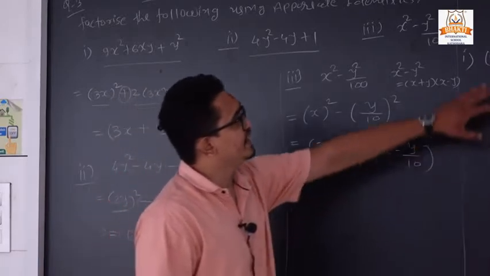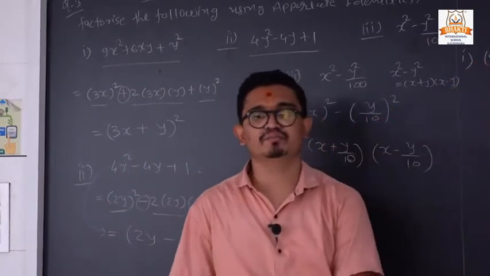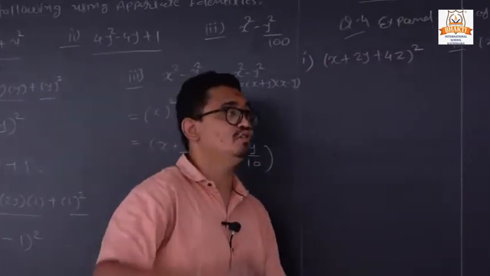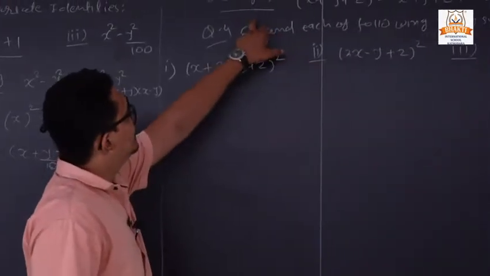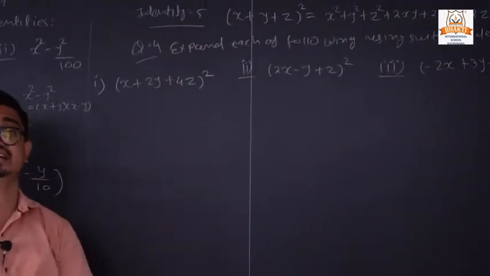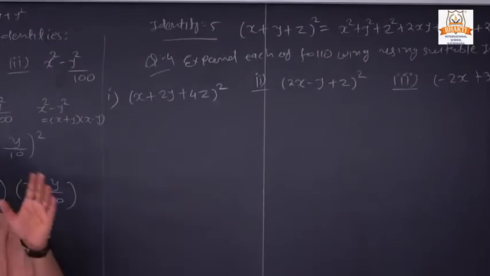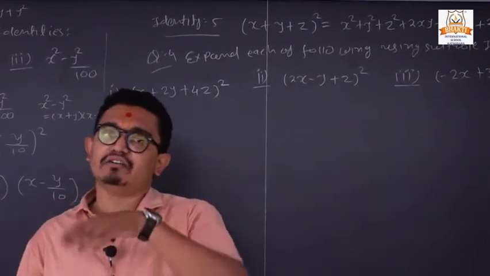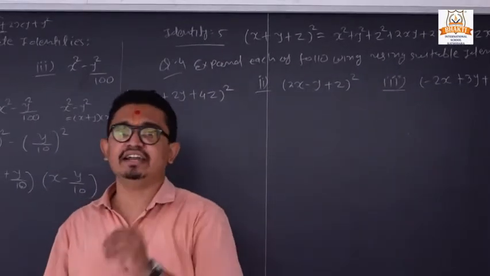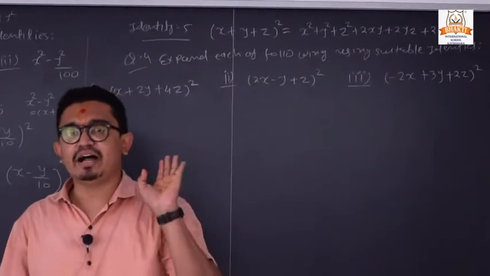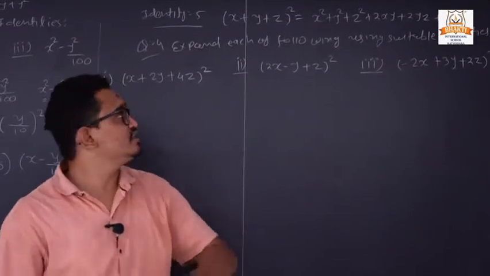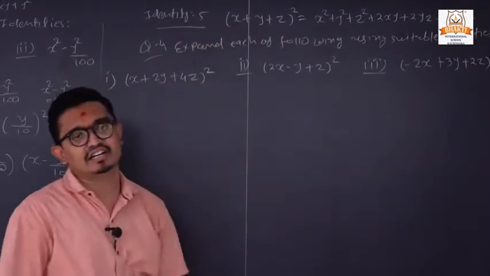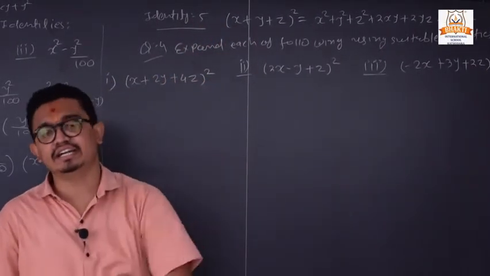Now we are going to our next question, number 4. But from question number 4 onwards, we use identity number 5, the next identity. So identities 1 to 4 are used in our previous standards also, 6, 7, 8. But identity number 5 is used only in the 9th standard. You are familiar with the new identity.